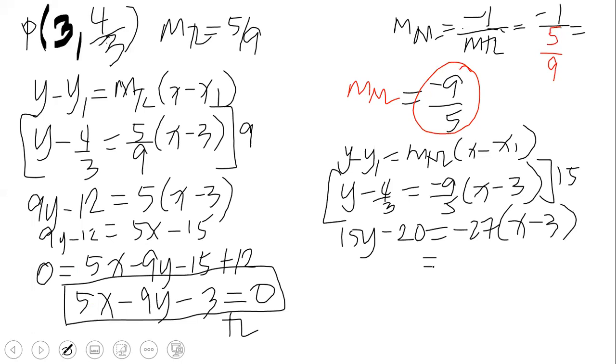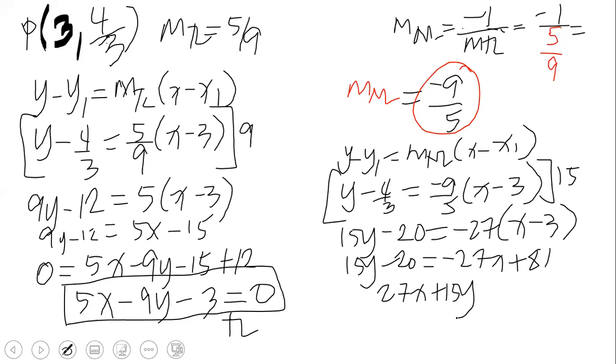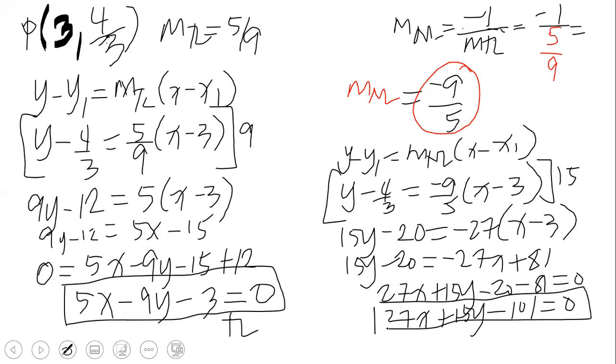So, simplify na lang natin the whole term. Negative 27x plus 81 equal to 15y minus 20. So, therefore, that will be 27x plus 15y minus 20 minus 81 equal to 0. So, simplify all those terms. 27x plus 15y minus 101 equal to 0. And this will be your equation to your normal line.